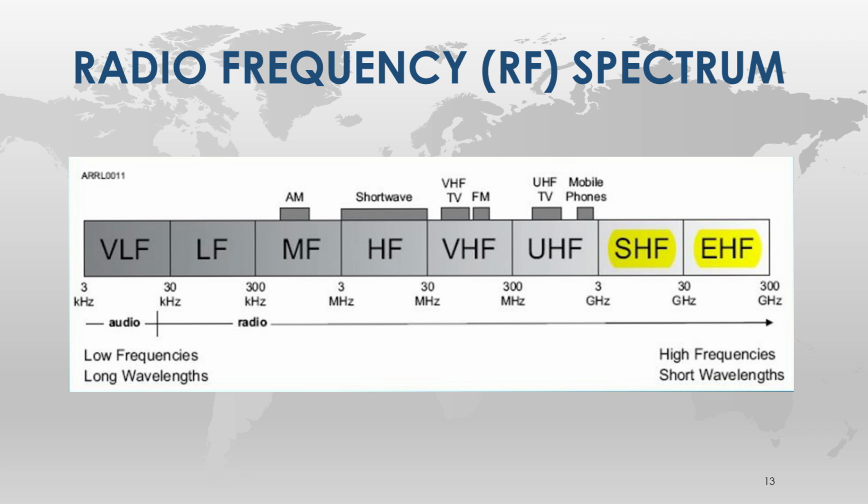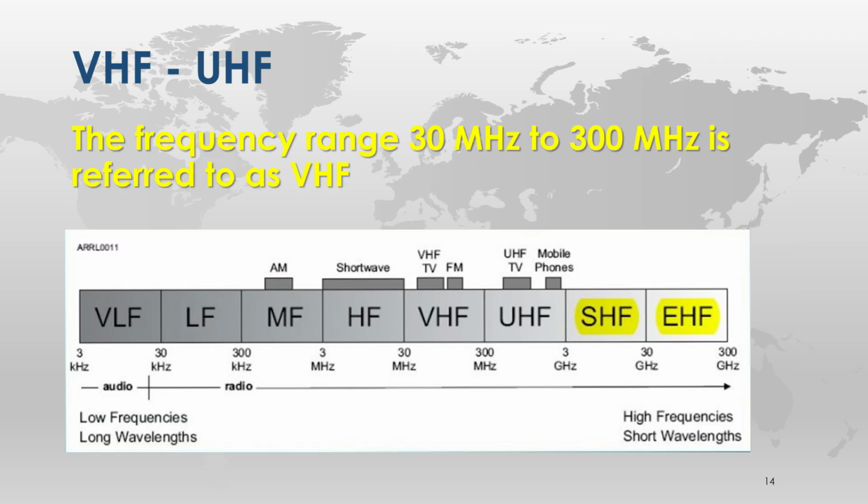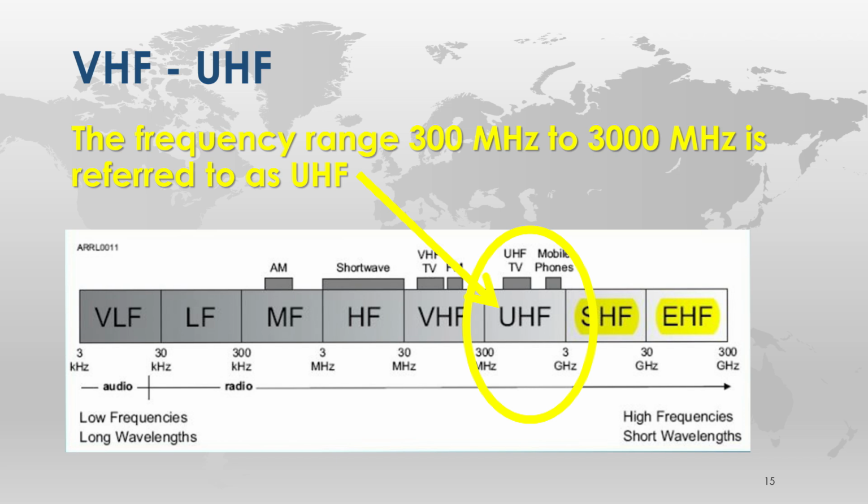So anyway, this is the spectrum. We've got very low frequency all the way up to EHF. VHF, frequency range of 30 to 300 megahertz, oh yeah, this is on the test, 30 to 300 megahertz is VHF. Frequency range 300 to 3000 is UHF, so it's very high and ultra high. 30 to 300, 300 to 3000. So it's a bunch of threes, it's just how many zeros. VHF has fewer zeros than UHF.